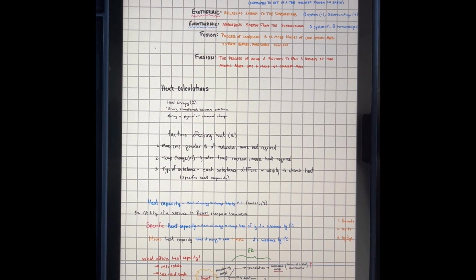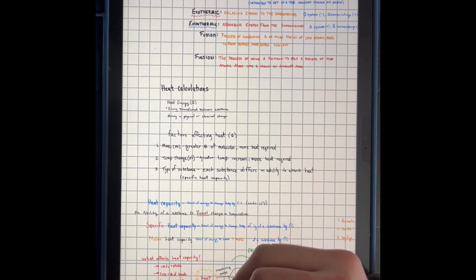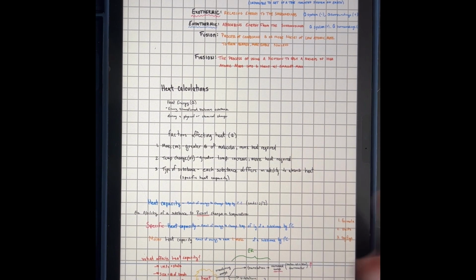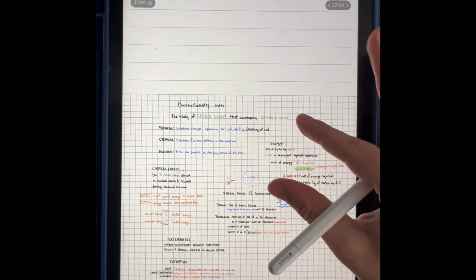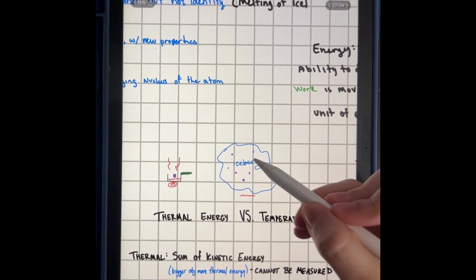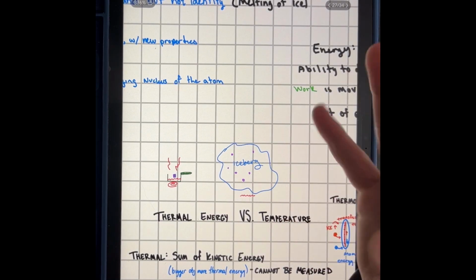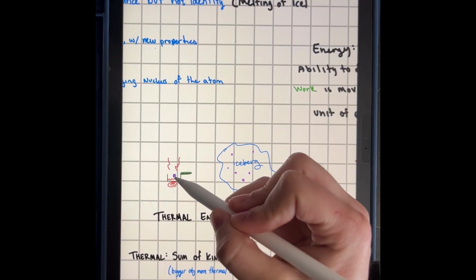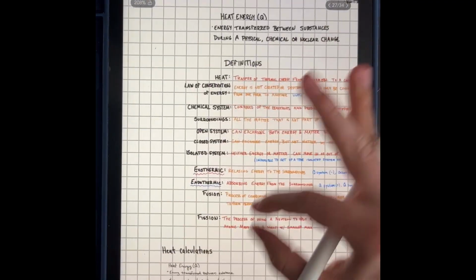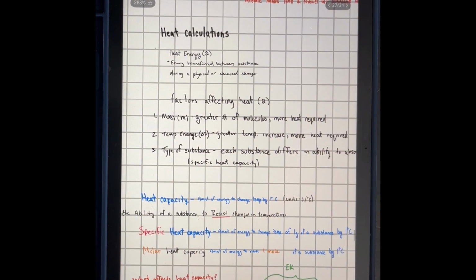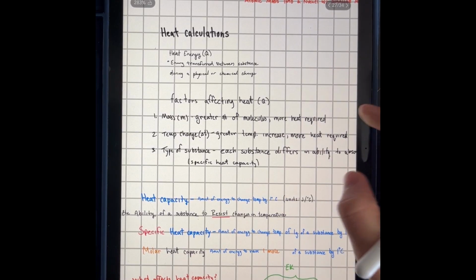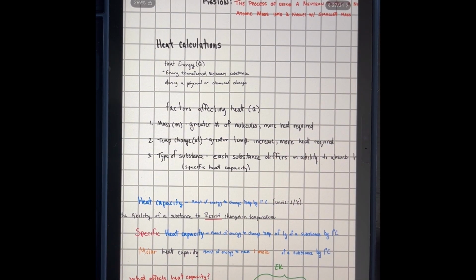So the mass affects how an object gains energy or loses energy. Of course, as with the iceberg example, this one is going to melt much slower than this little ice cube right here, right? So the mass is definitely taken into consideration when affecting heat. We have the temperature change. The more temperature increase, the more heat is required, which is pretty self-explanatory.